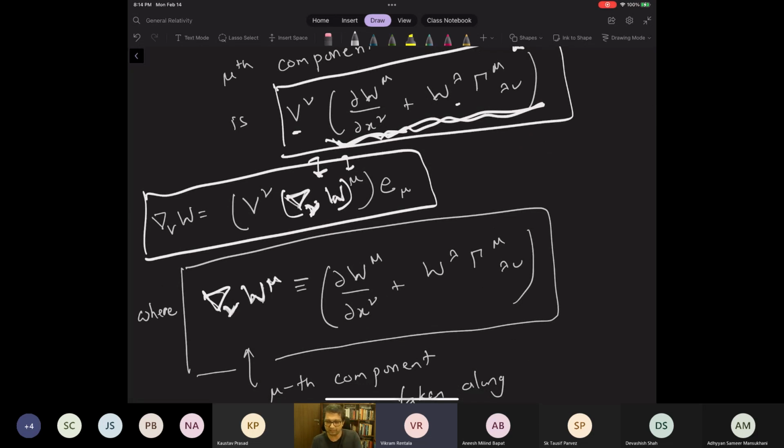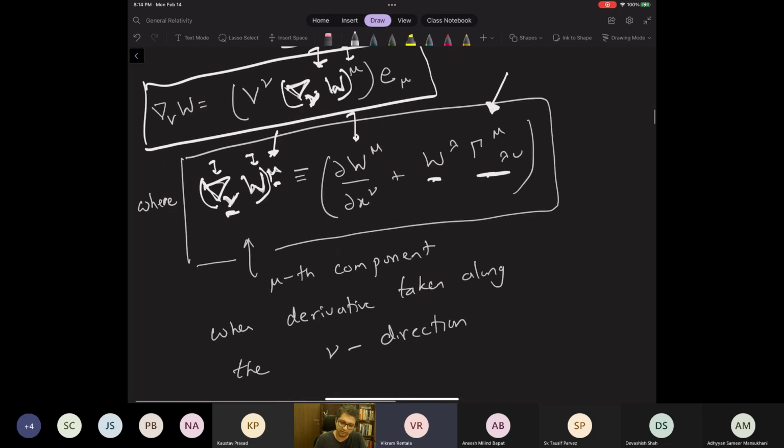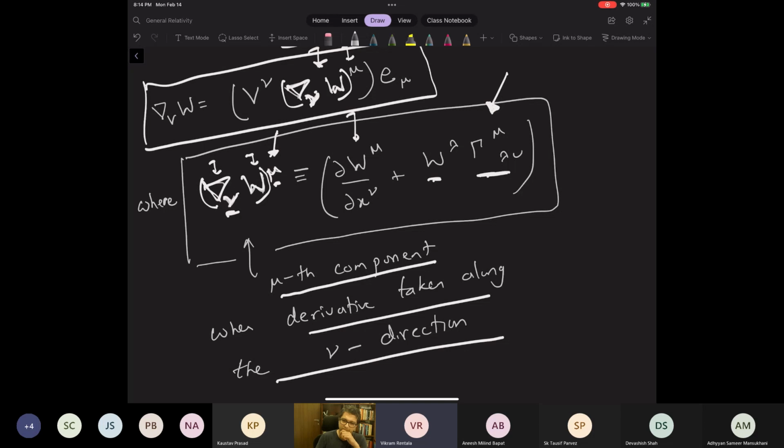You have to be a little careful here. We're not taking the derivative of the muth component. This is the derivative of W. The derivative of W is a vector. The muth component of that vector is this. This is the muth component of the vector, the derivative along the nuth direction. So it's partial W^mu partial x^nu plus W^lambda gamma^mu_{lambda nu}. It's the muth component of the derivative when the derivative is taken along the direction nu.